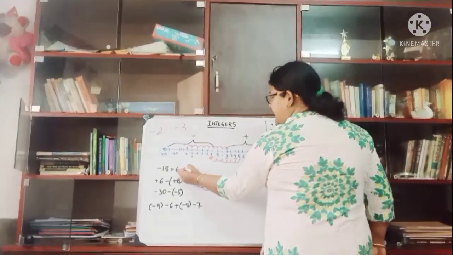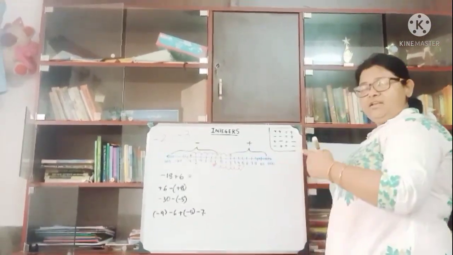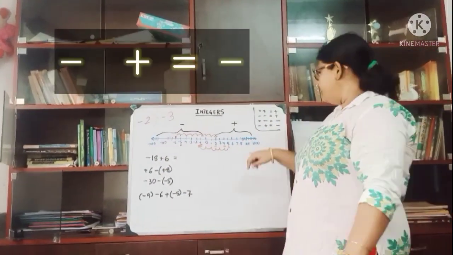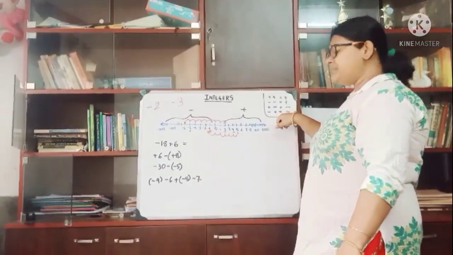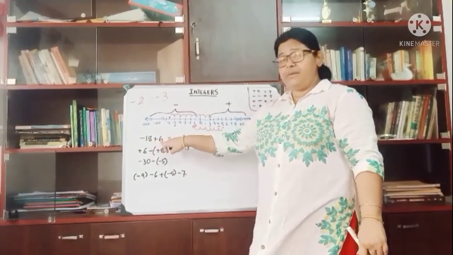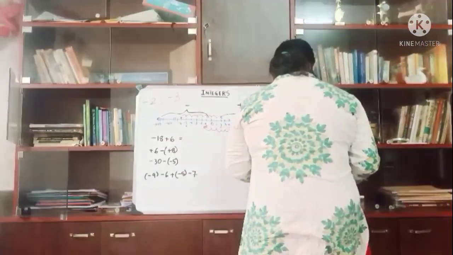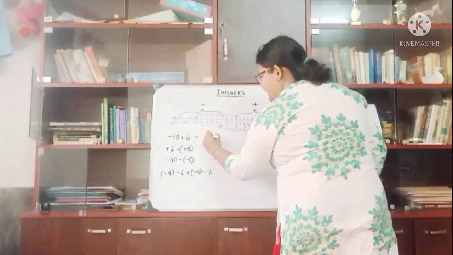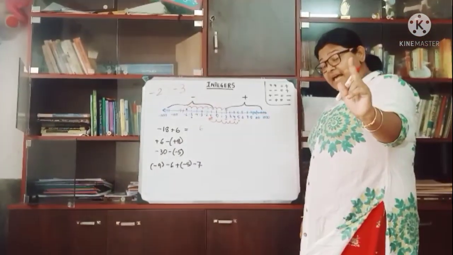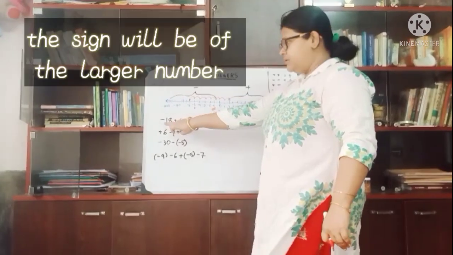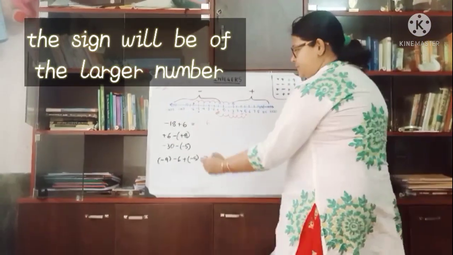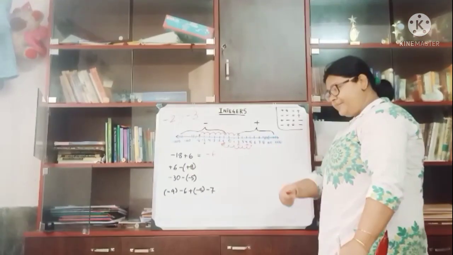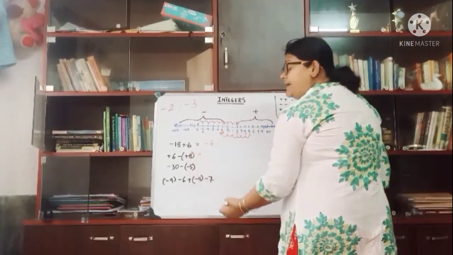Fine. Let us calculate minus 18 plus 6. Minus plus. What will be the solution? Minus plus will always be minus. So the numbers will be subtracted. The answer will be, let's take 18 minus 6. What will be the sign? 18 is larger. The symbol is minus. So I will write minus 6... Clear? Okay. Let's come to the next sum.